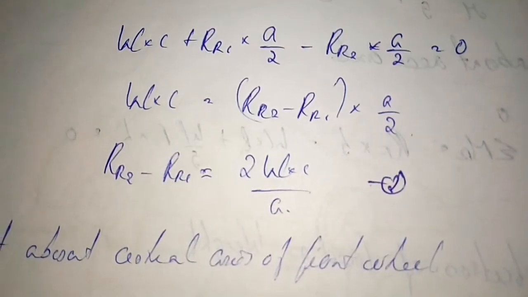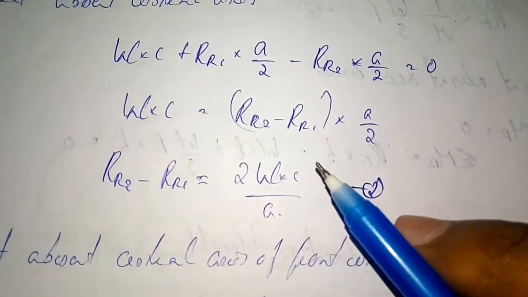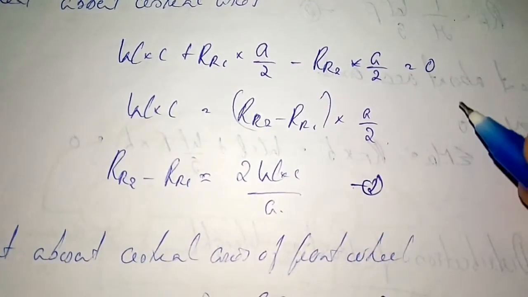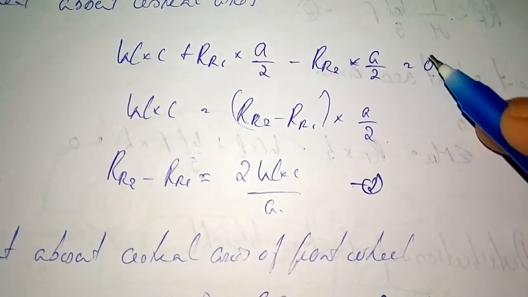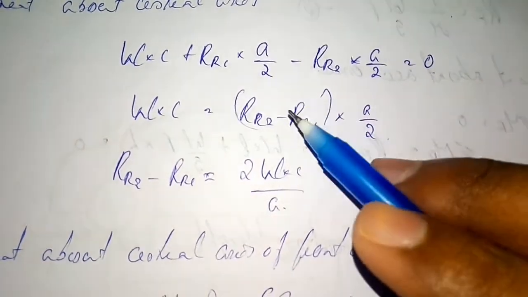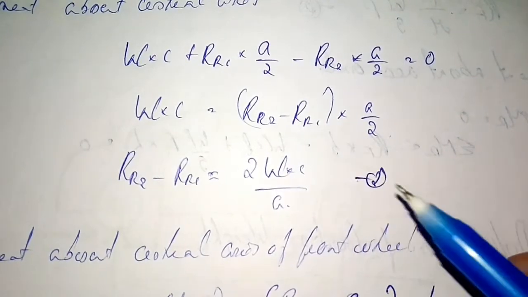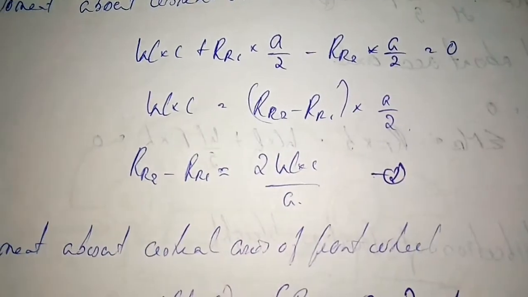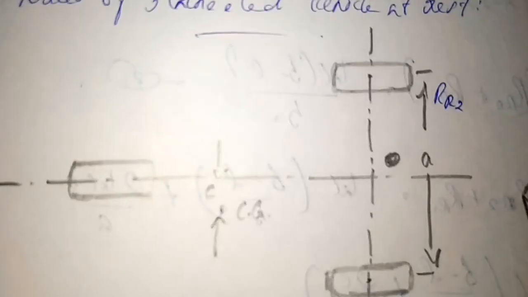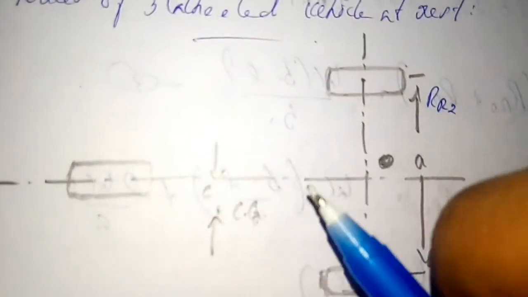And now we are going to the second step. In the second step we have to take the moment with respect to the central axis, which is the longitudinal axis that I showed earlier. So we are taking moments with respect to this point. Here also we are taking the clockwise moments as positive and the counterclockwise moments as negative.